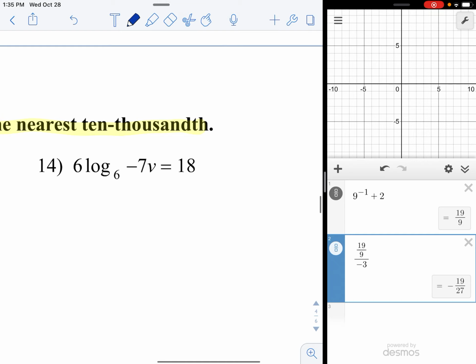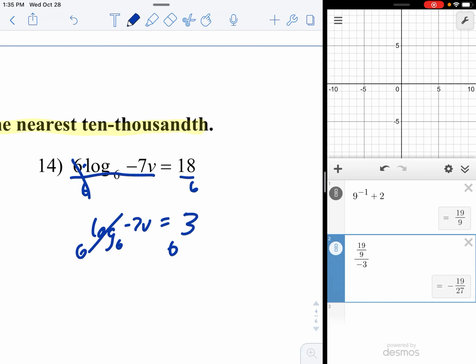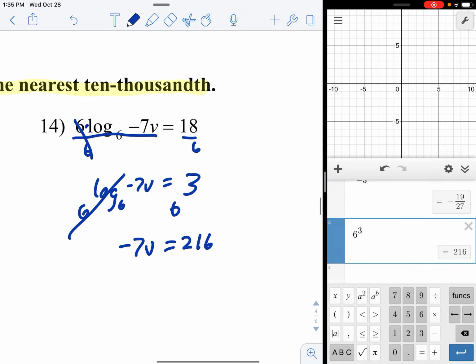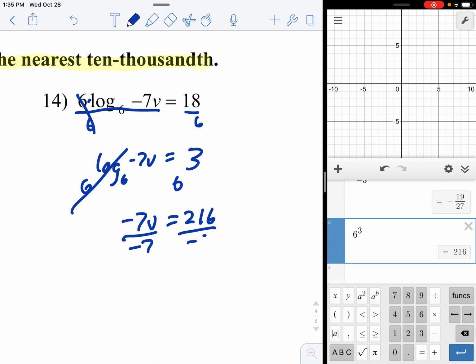So number 14. I need to get rid of that 6. That's times, so I'm going to divide it. So log base 6 of negative 7v equals 18 divided by 3. Drop a base 6 to cancel that out. Negative 7v equals, what is 6 to the third power? I think it's 216. Yeah. Now divide both sides by negative 7.